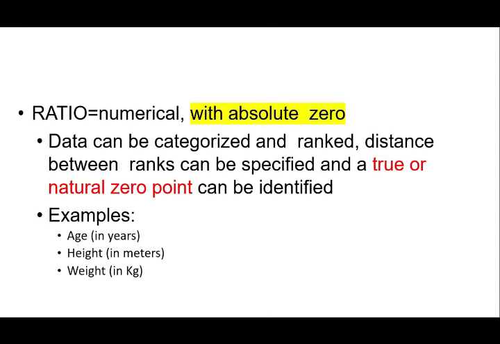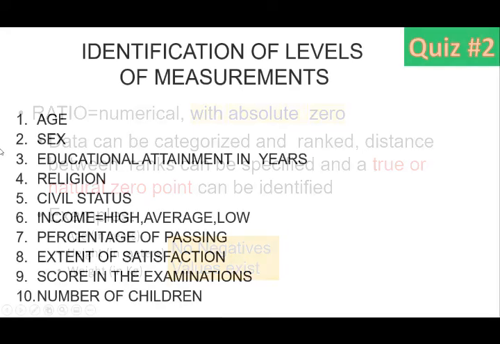Now another variable is the ratio. This one has an absolute zero, meaning if there is nothing that we can put there, it's automatically zero, and nothing beyond that, meaning there are no negative data. Like, for example, we have age in years. Okay, let me correct that one. We have zero for age in years, especially if you were just newly born. But before zero, there are no negative ages. The same goes with height. There is zero height in meters. But beyond that, nothing. Let's have our second quiz.